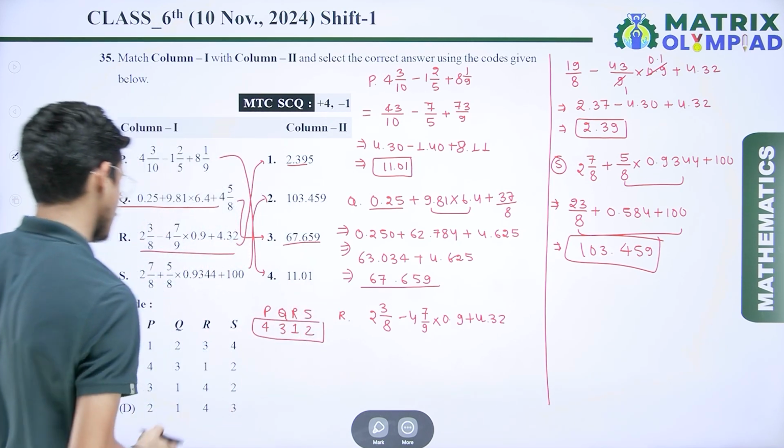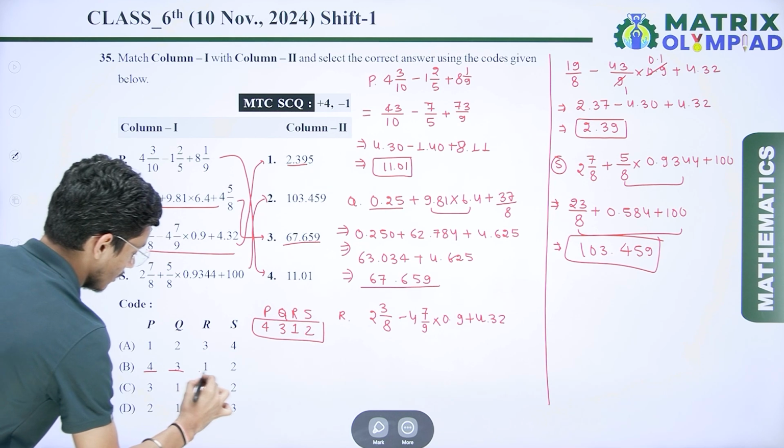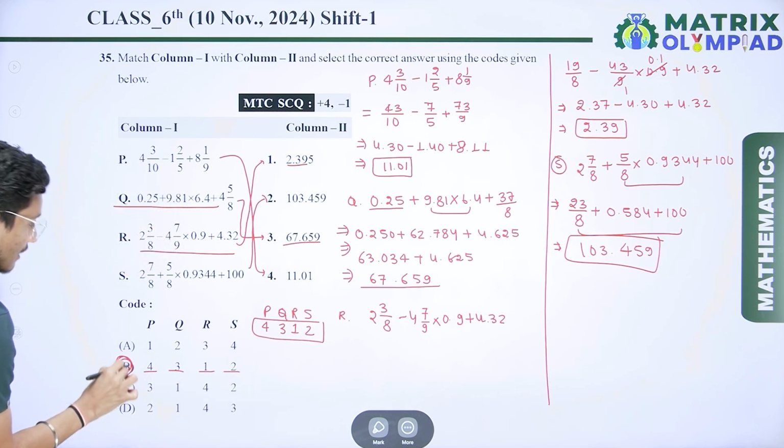So 4 3 1 2. So here option number B is the correct answer.